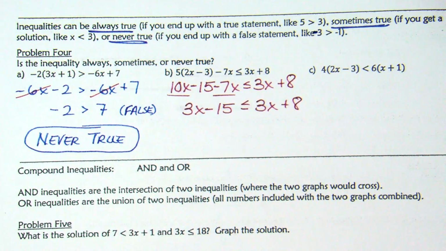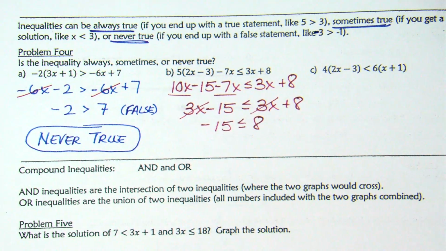What do you know? Okay, 3x's cancel out. You can subtract them if you want. Leaves you with negative 15 less than or equal to 8. So, what do you know? Is negative 15 less than or equal to 8? Yeah. A negative smaller than a positive? Definitely. So this is a true statement, which means it is always true.